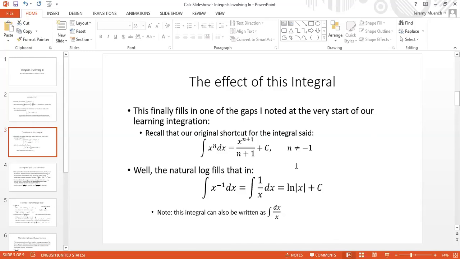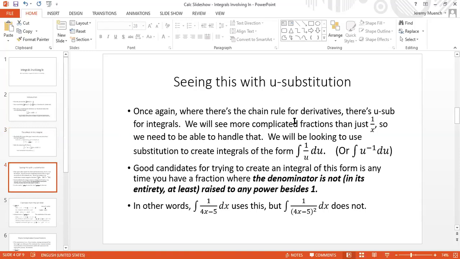So let's go ahead and take a look at trying to apply this in general, which is going to need u substitution. Because a lot of times we're not just going to have a fraction that's 1 over x. We're going to have something over some function. So here, we're trying to make a form that creates the integral of 1 over u du. We can also write this as the integral of u to the negative 1 du.